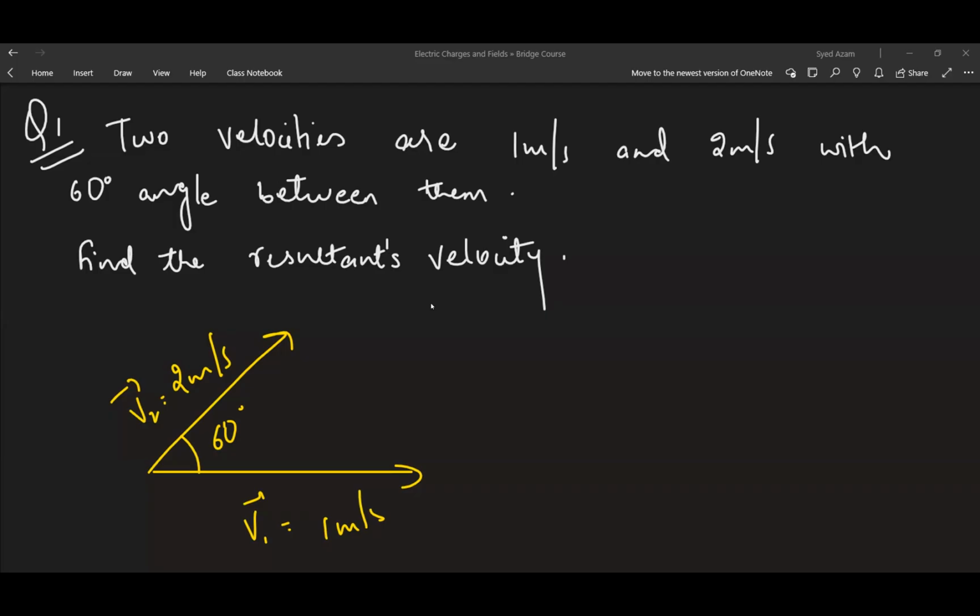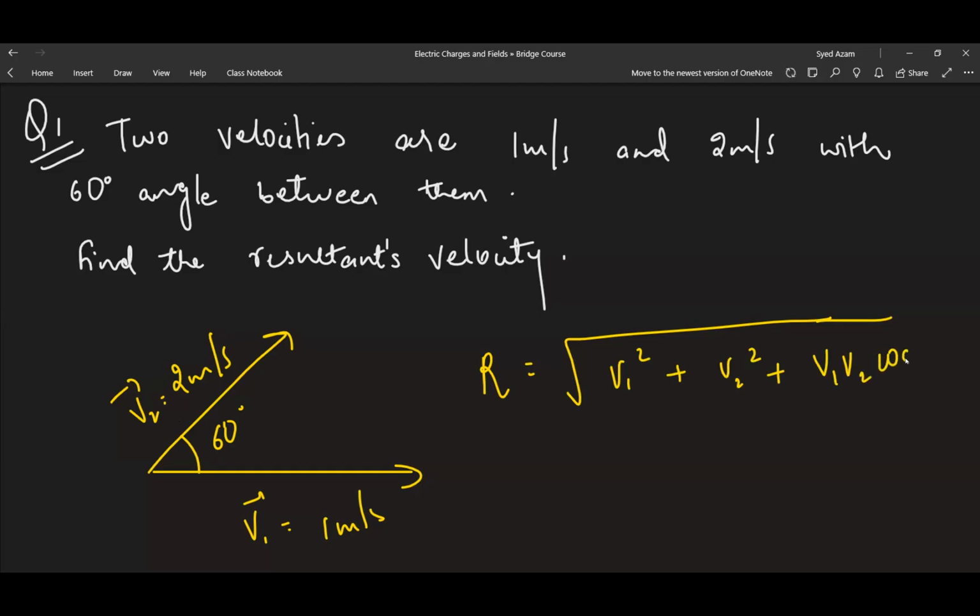So here what is happening? Yes, Abyaz. See, this is our first vector, this is our second vector, and between them the angle is 60 degree. So when we write the resultant's magnitude, the formula is first vector square plus second vector square plus 2 into first vector into second vector into cos theta, means cosine of angle between. Yes, ma'am. Now we'll put the values here.